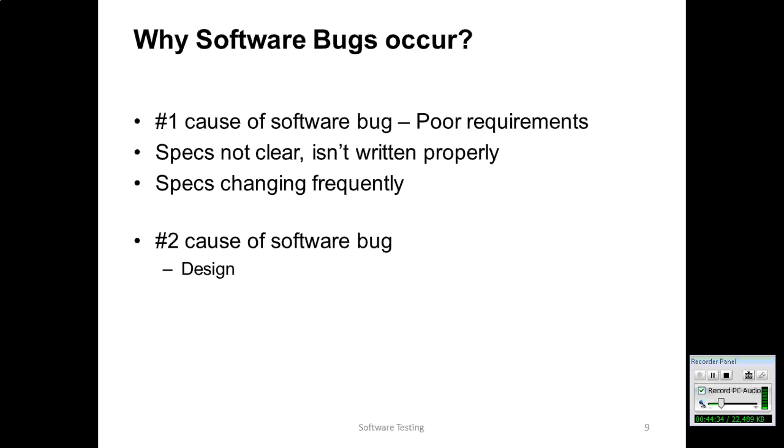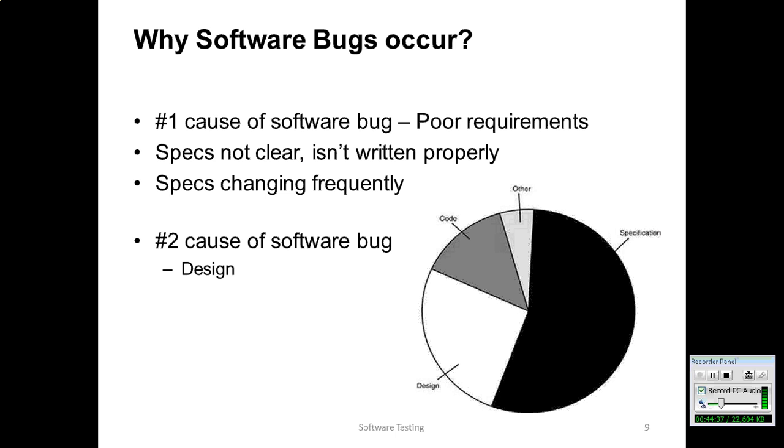By looking at this picture, you can say that more than 50% of the cause is the specification, the requirement document. And about 30-40% is the design document. And of course, later you can blame the code and other people.